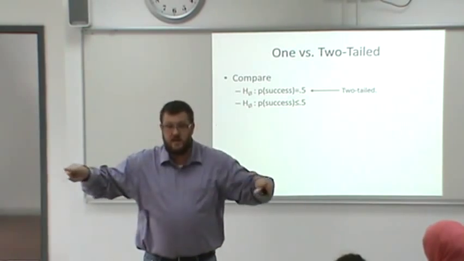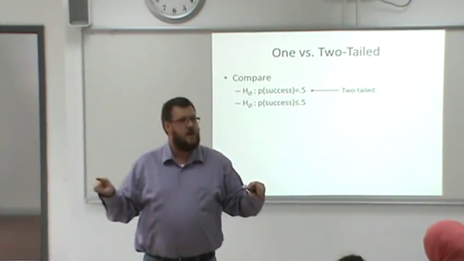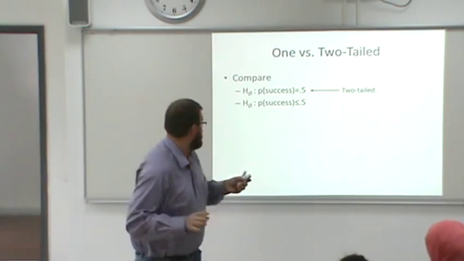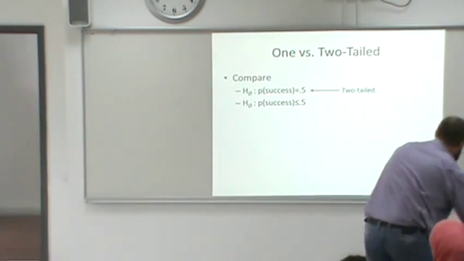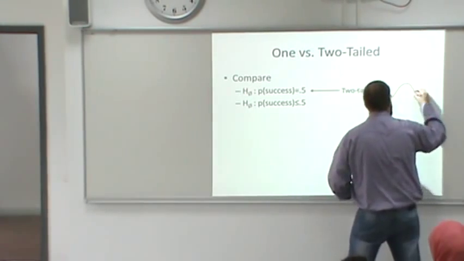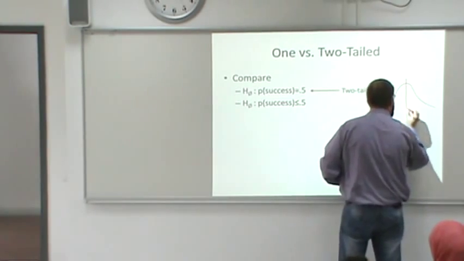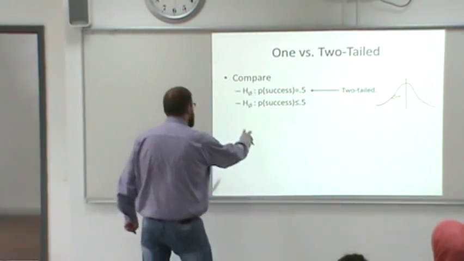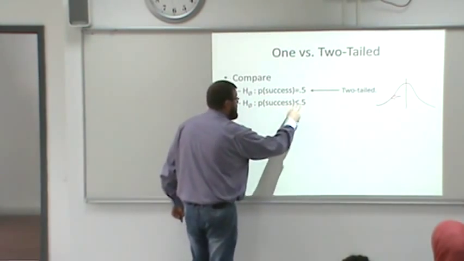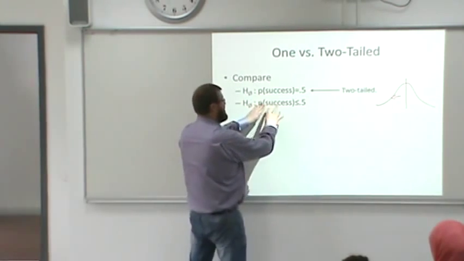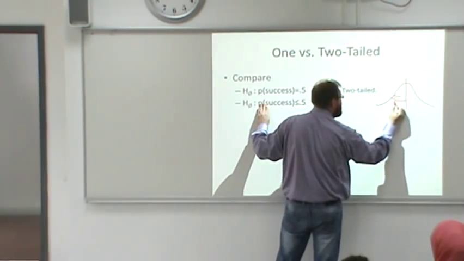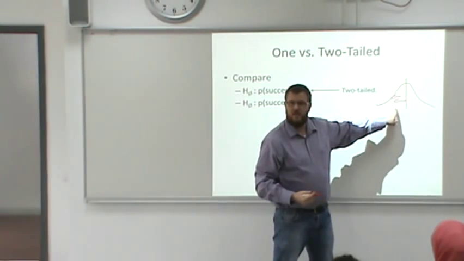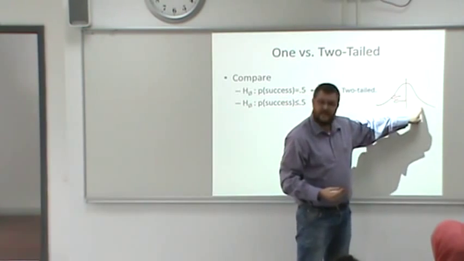There are still two tails of the distribution, absolutely. But which tail are we interested in? Less than. Okay, so here's our distribution. So here's 0.5. Here's everything that's less than 0.5. So now if the null hypothesis says, I'm sorry, that the probability is 0.5 or less, are we interested in this tail? We're actually interested in this tail.